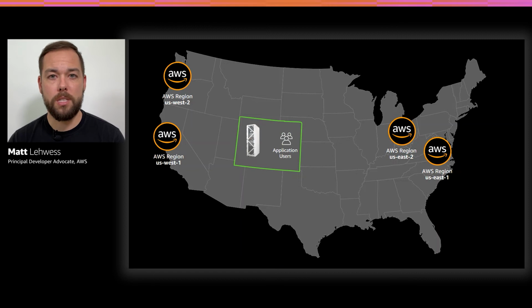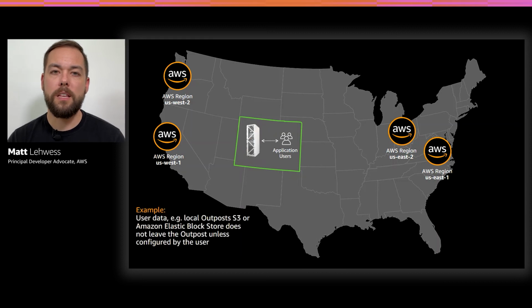So you've got your users inside that same geographic area interacting with the outposts. And so things like S3 inside the outpost, we're not going to push that data up into the region. Things like your EC2 instances, your EBS volumes, your EKS, your EMR, all of that data operates inside the outpost.